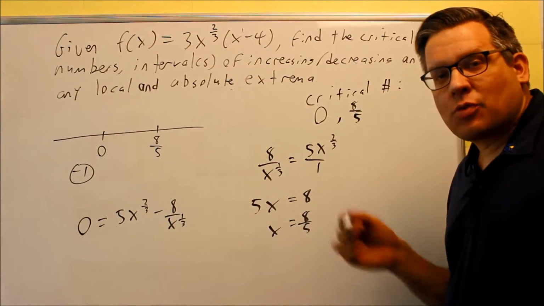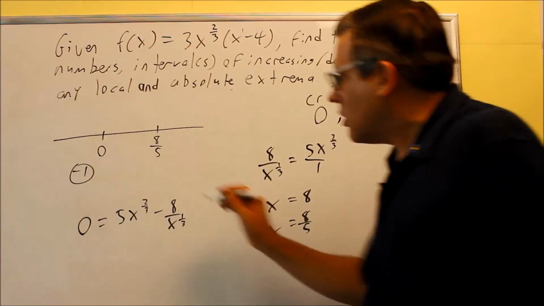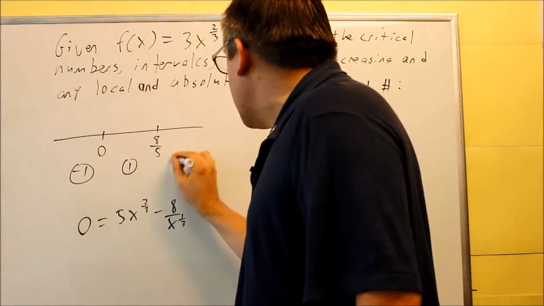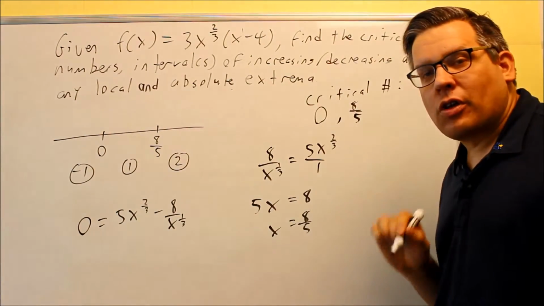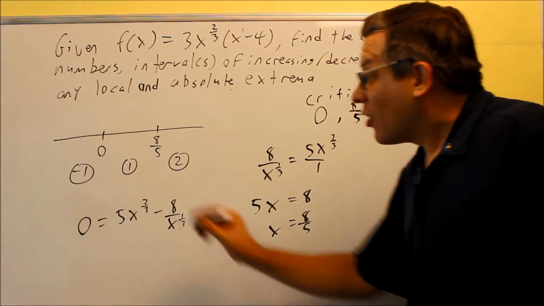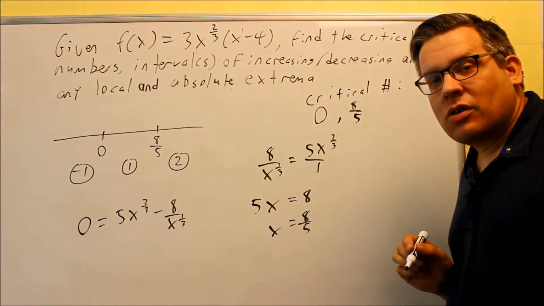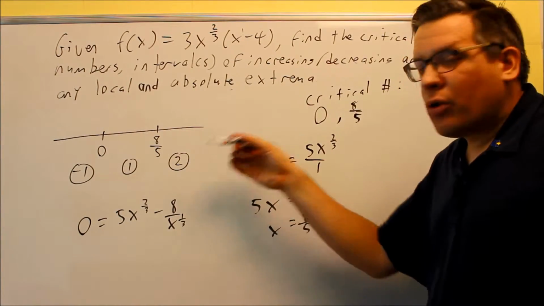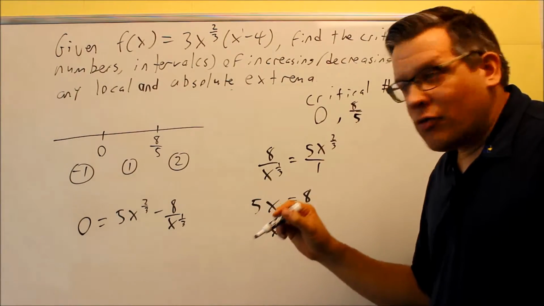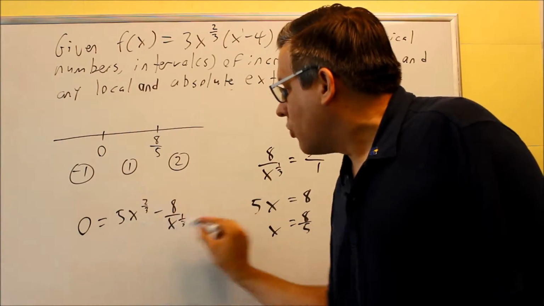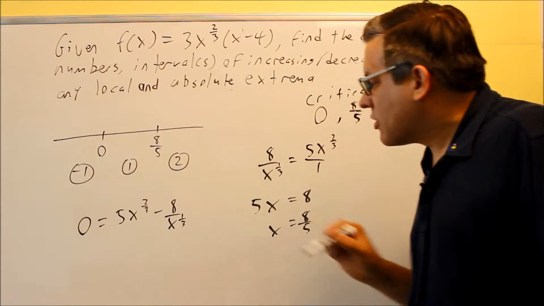8/5, the decimal for that is 1.6. So I can use a 1 here, and then I can use a 2. The most important thing is making sure you choose the correct numbers that fall in your intervals. These numbers you want to put into your derivative function. This is our derivative right here, this right hand side.